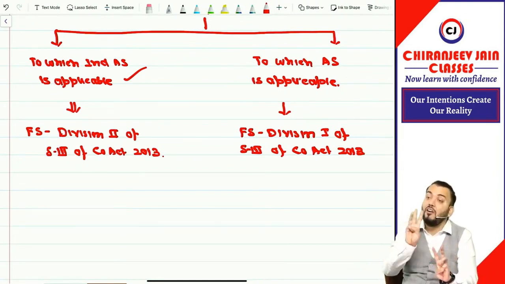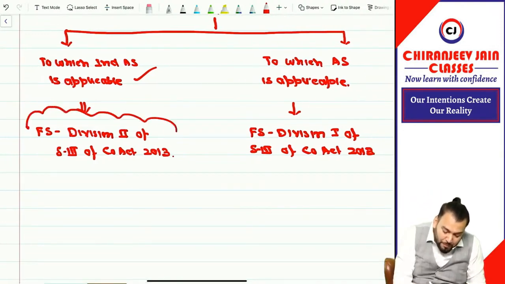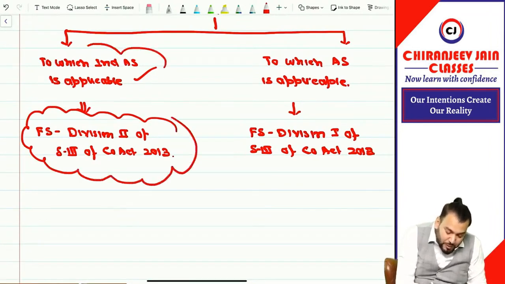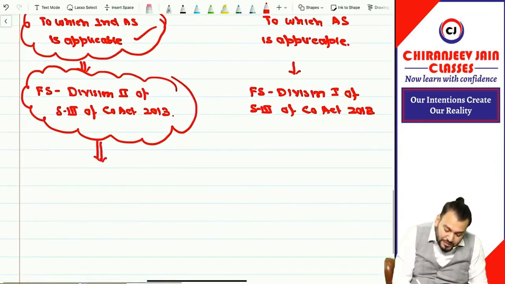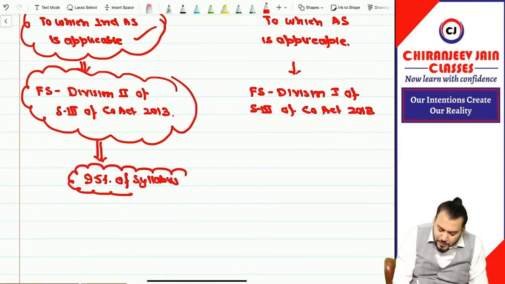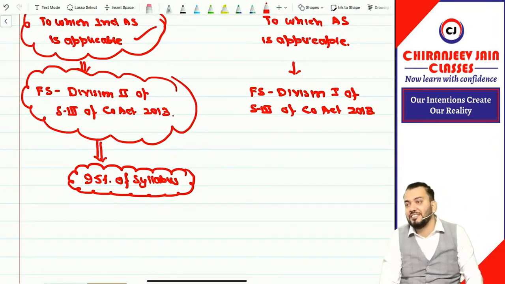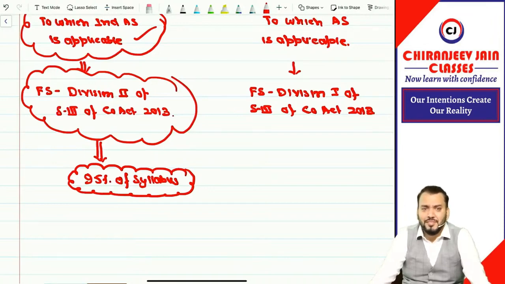Yes, but how many divisions are there? 1, 2, 3. From the CA Final point of view, this will be a part of our syllabus, and this will be 95% of the syllabus. The other 5% is some theoretical chapters which are not related to Ind AS. It means the entire syllabus is Ind AS. Understood? Correct.